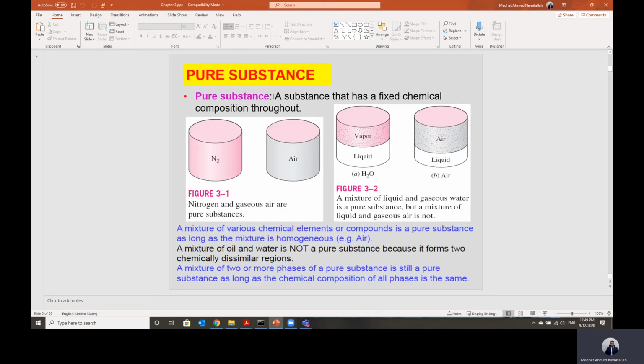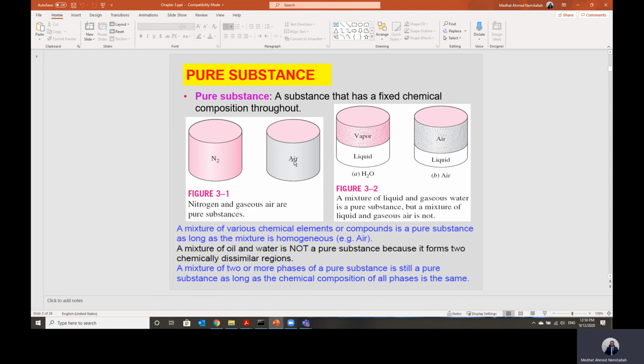Type the definition of pure substance. A pure substance is a substance of fixed chemical composition. So this substance has fixed chemical composition everywhere. If we have a single substance like nitrogen, N2, then this is a pure substance. The chemical composition is the same everywhere, so we can call nitrogen a pure substance.